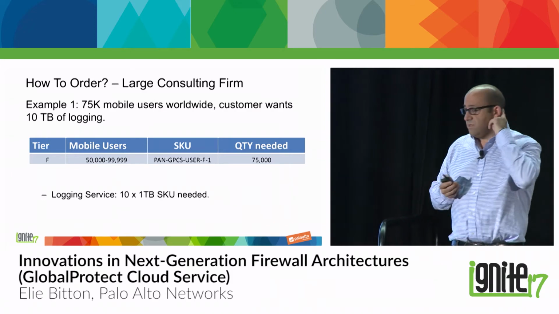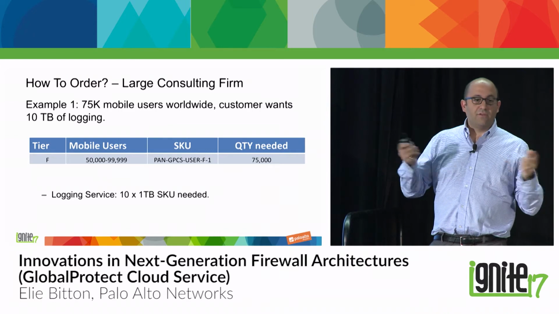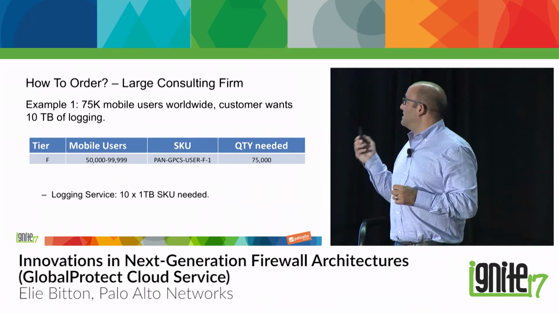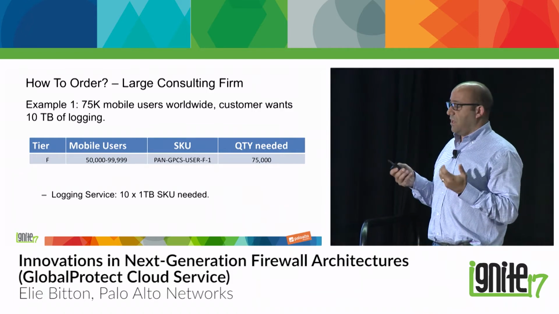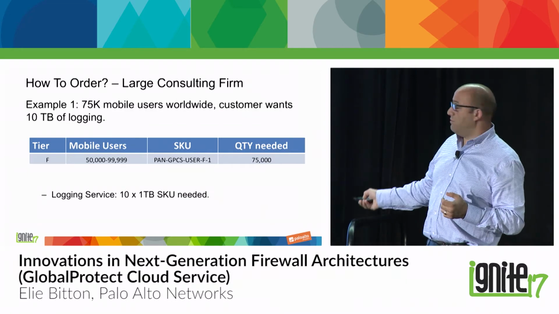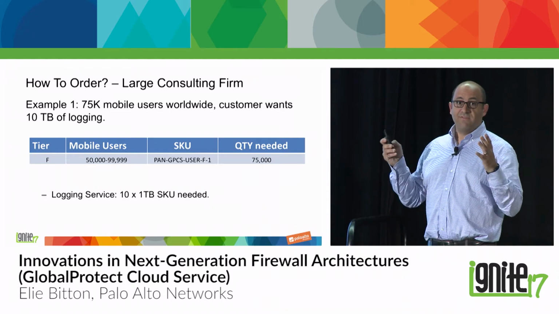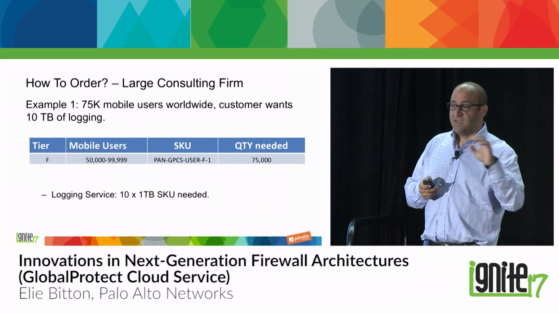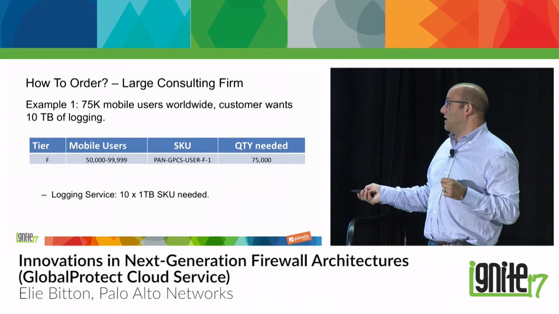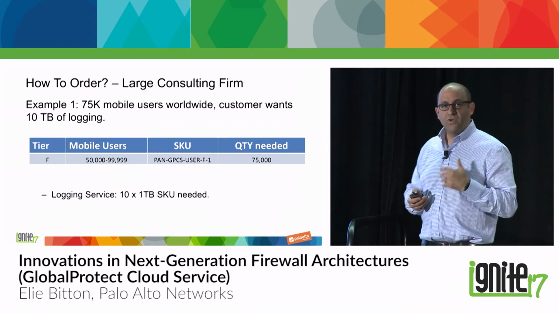So some examples. If you have a large consulting firm, for example, they have 75,000 remote users around the world, just traveling all the time. They're never in an office, always road warriors, always have a laptop. And they decided they want 10 terabytes of cloud storage for logging. So because it's 75,000 users, it falls into tier F in this range, and you buy this SKU 75,000 times. So one line item on a PO, not 75,000 line items. I'm not trying to scare anybody. So one line item, 75,000 times is the quantity on that line item. And then you buy the logging service, you'd buy 10 times 1 terabyte, for example, for that. So we're trying to keep it simple.